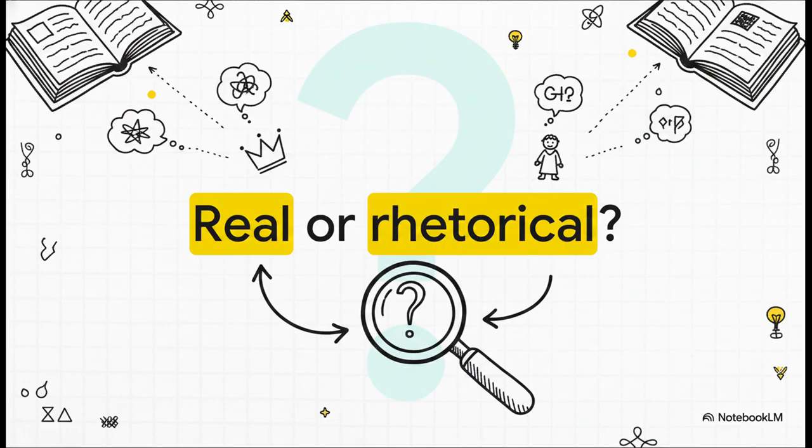And this right here brings us to the translator's very first major hurdle. They have to accurately identify whether the speaker in that ancient text is asking for cold, hard facts or if they're just trying to make a point.